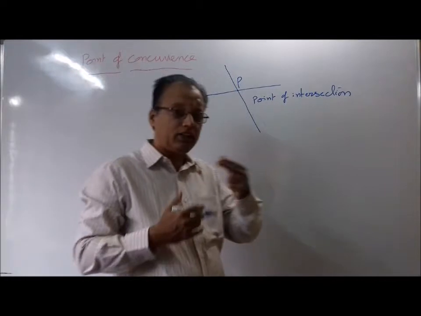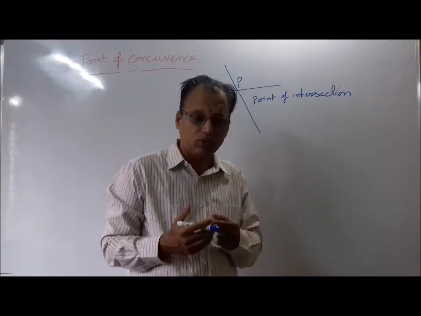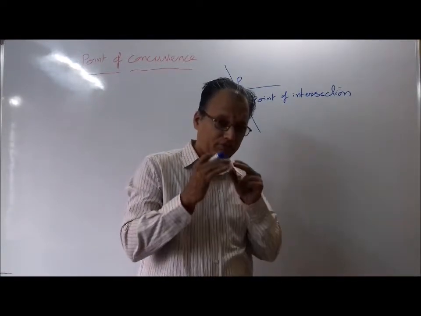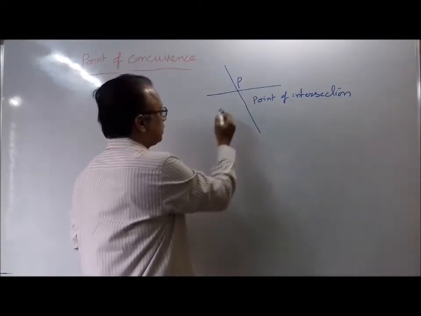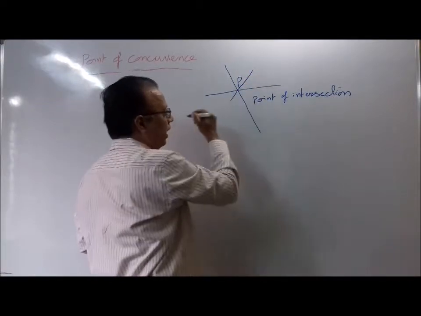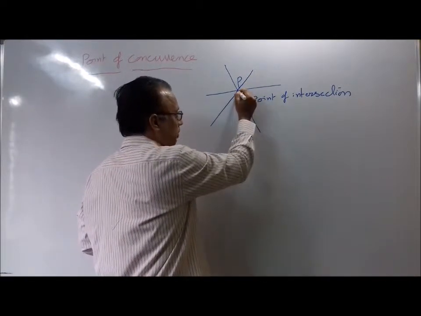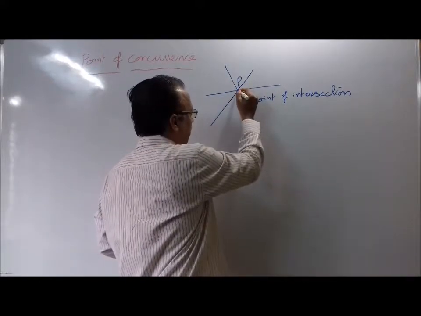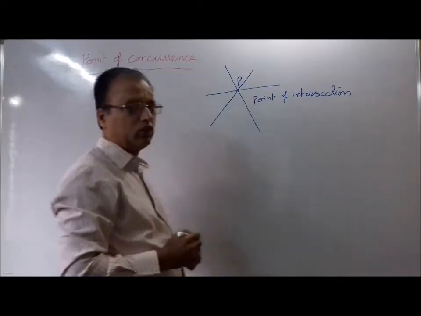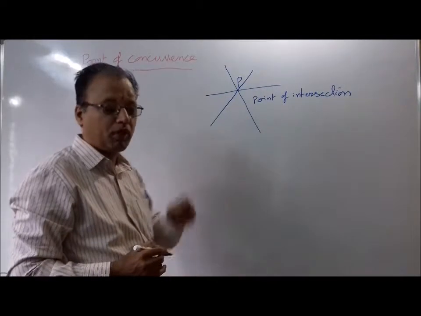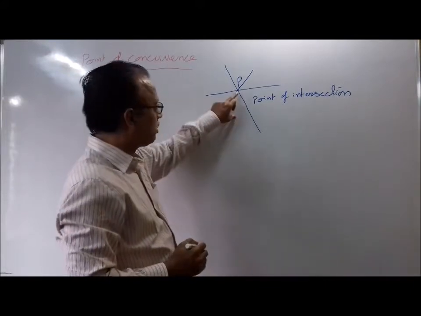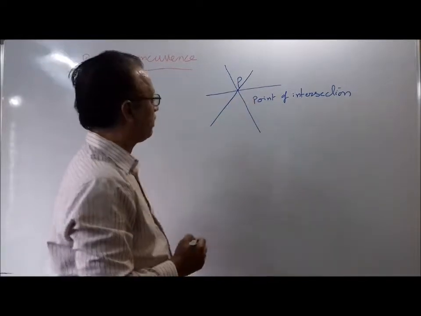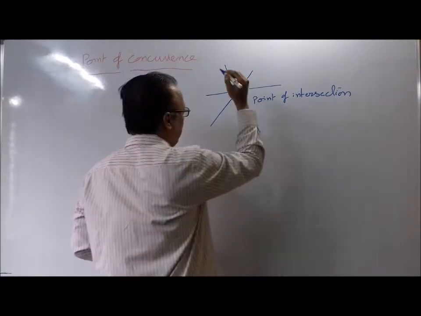Suppose more than two lines pass through the same common point. Suppose this third line also passes through the same point P, then the three lines are passing through the same point P. So the point P is called the point of concurrence. This is also the point of intersection taking any two lines. So this is a point of concurrence.